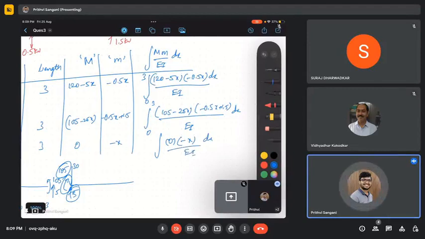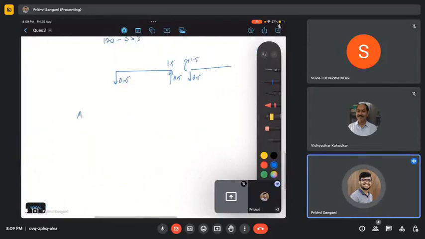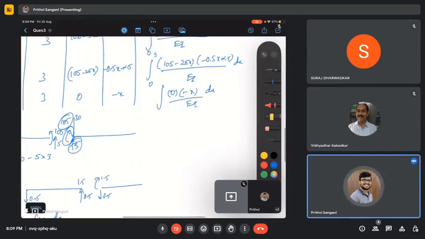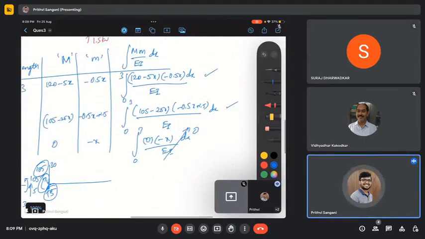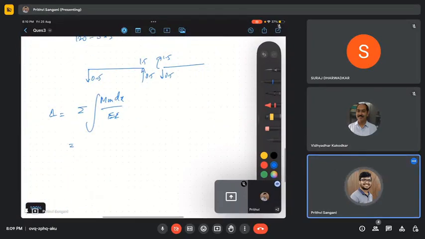So how do you find delta? Delta is nothing but the summation of Mm dx by EI. You integrate all these terms, and this should be 0. So you integrate this one and this one and divide it by EI, and you will get delta. So I just solve this one and write down the answer. Maybe you can check it later. That is like 562.5 by EI.